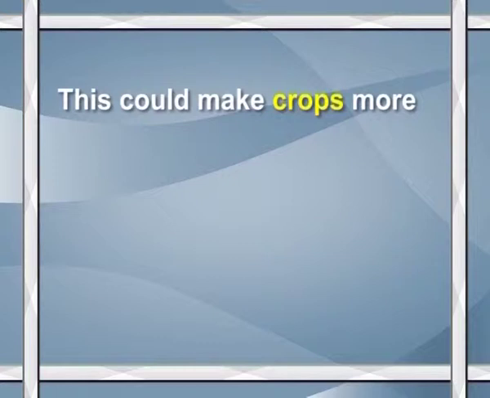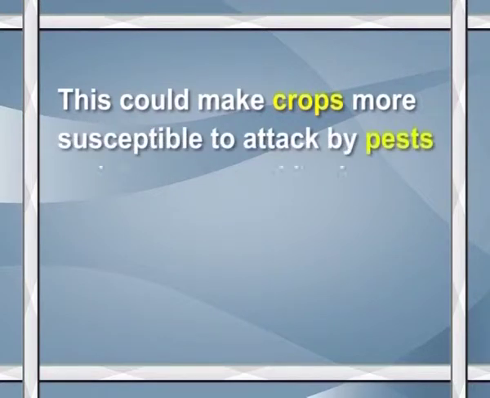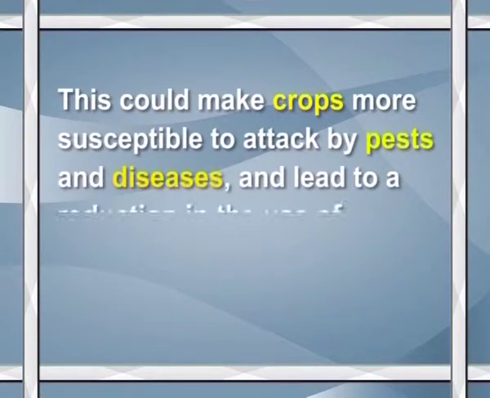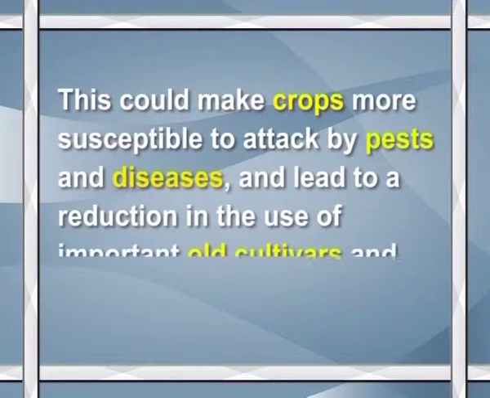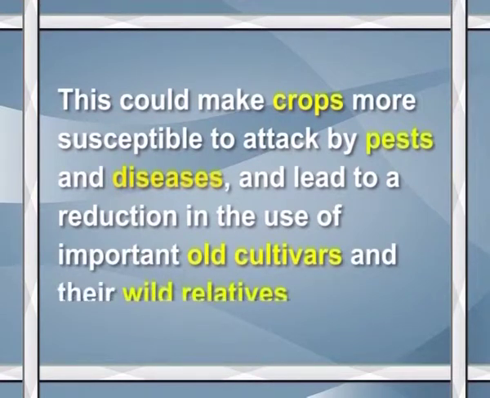The opposing argument is that plant breeding will increasingly fall into the hands of just a few companies, and that the plant varieties they offer to the farmer will be correspondingly reduced. This could make crops more susceptible to attack by pests and diseases and lead to a reduction in the use of important old cultivars and their wild relatives.